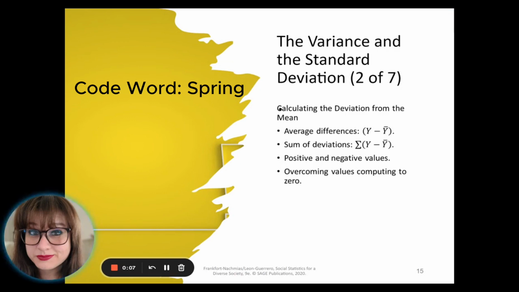Okay, so continuing on with this, I just want to talk about a couple of things. Basically, these differences, the y minus y bar, that is the deviation. That difference is called the deviation, and this right here is how it's symbolized. And the sum of the deviations is what this represents.